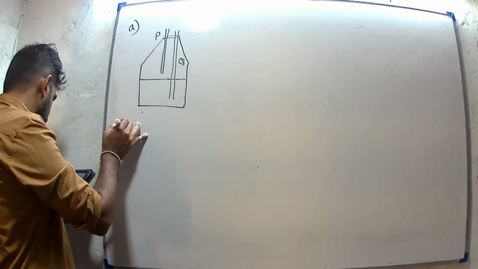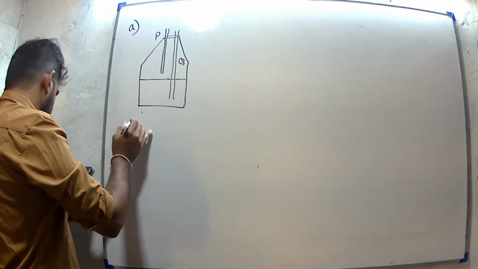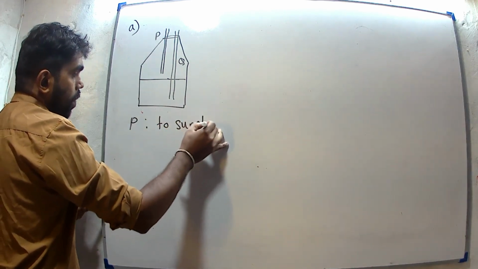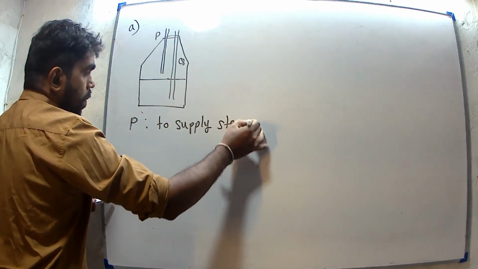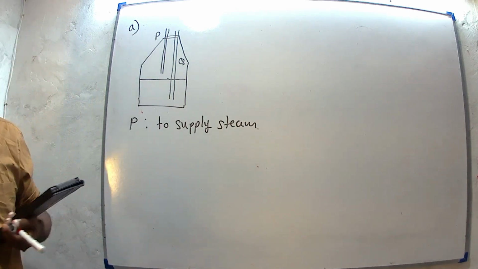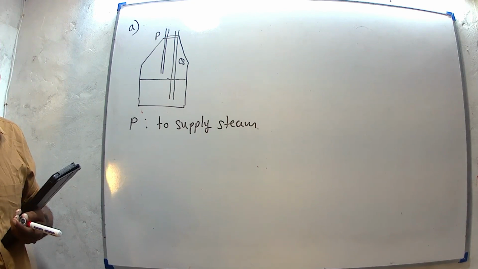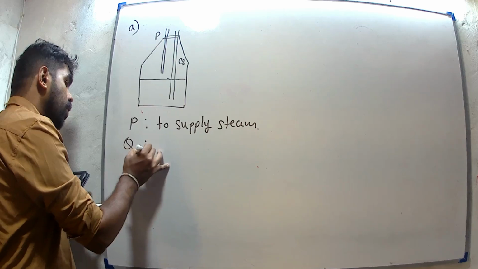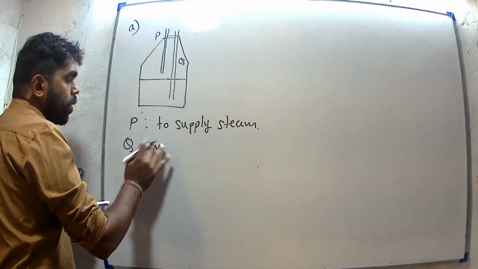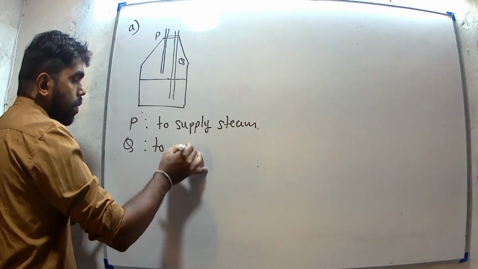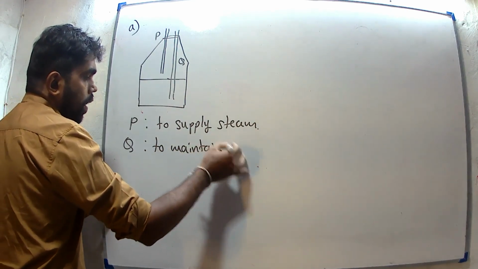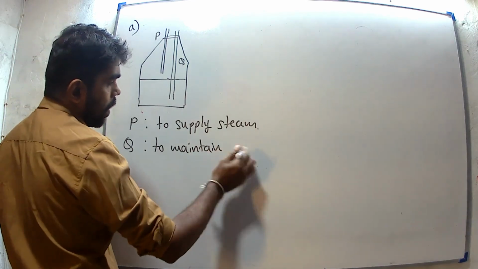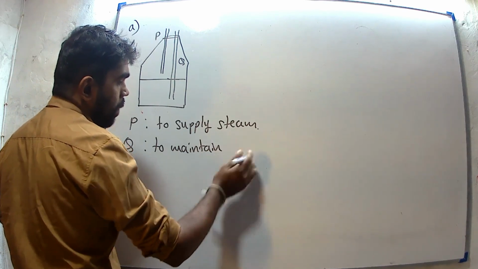Then we can write: a purpose of P is to supply steam, to supply steam to the cell separators. Then Q is to maintain atmospheric pressure. To maintain pressure.